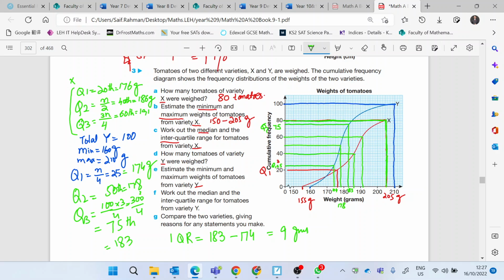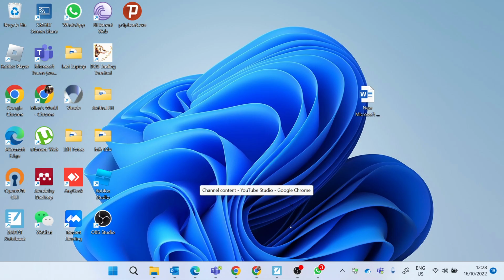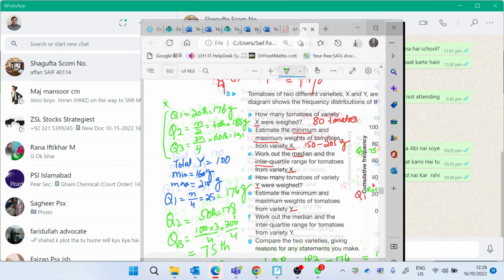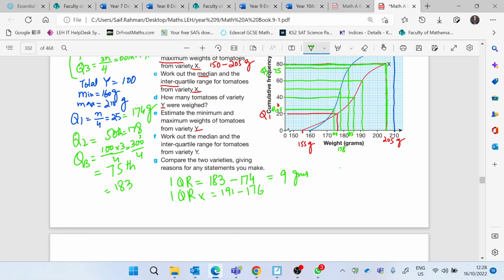And the IQR for the previous one, IQR of X is equal to 191 minus 176. Okay. 15 grams.